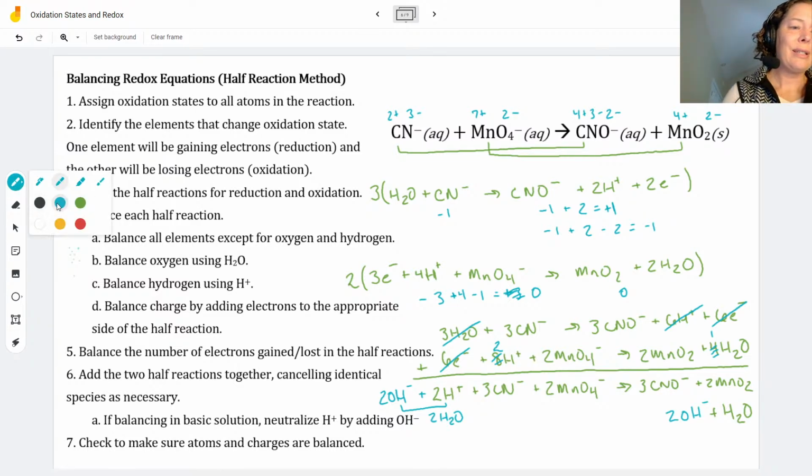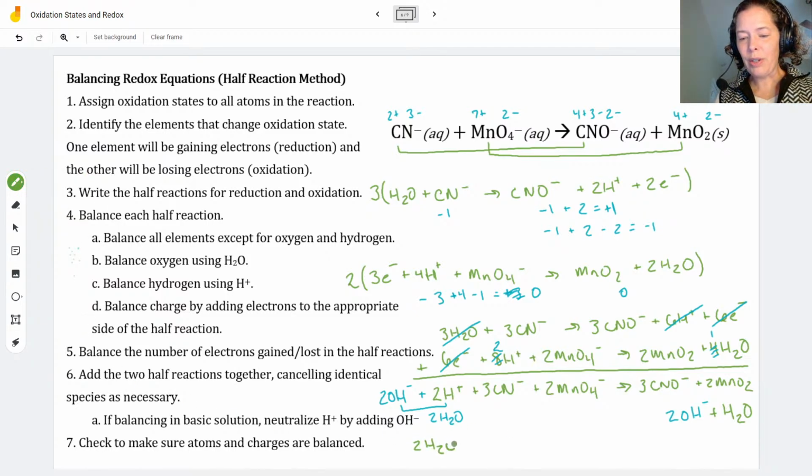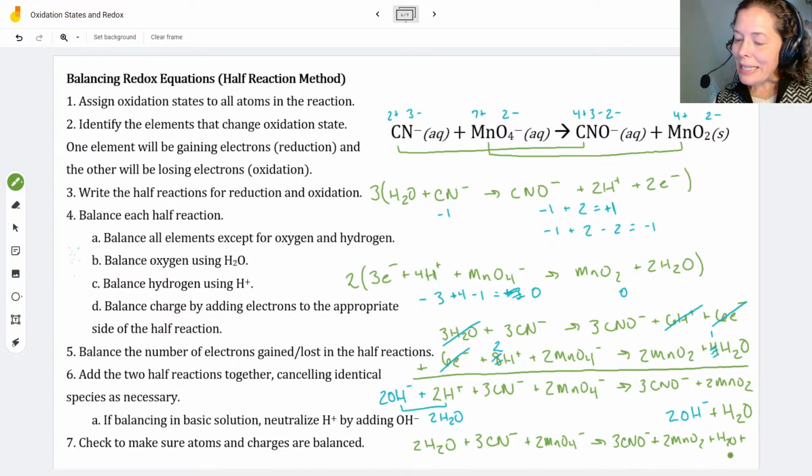So let me rewrite this. Now I have 2 waters plus 3 CN minus plus 2 MnO4 minus, that's also a -1. I'm totally going to have to make this really small. I'm sorry, I know it's better if I make it larger. Then MnO2 plus a water plus my 2 hydroxide. Oh, that's tiny. Sorry about that.